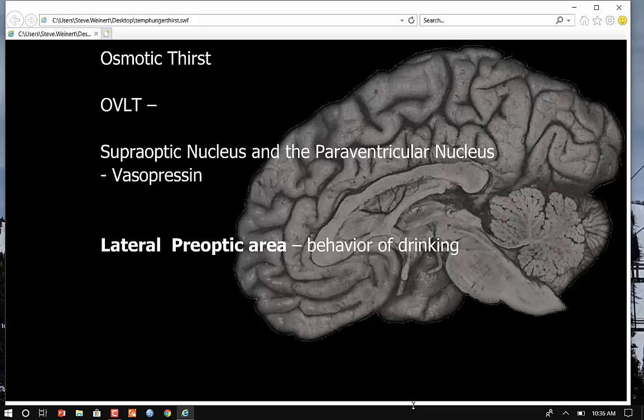When the salt is flowing in, the lateral preoptic area stimulates the behavior of drinking. What's cool is if I damage the lateral preoptic area, remember, preoptic area is behavior. So if I all of a sudden am eating a lot of salty foods, am I going to start looking at things that are liquidy? The higher the salt in the blood, the faster the sodium is moving across the membrane to the OVLT, the more likely you are to seek water drinking behaviors.